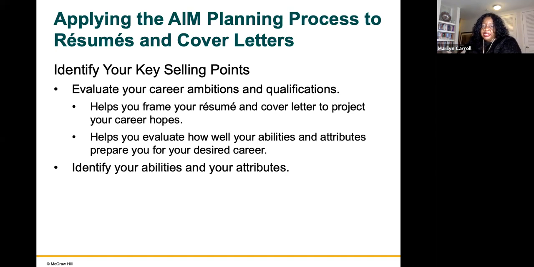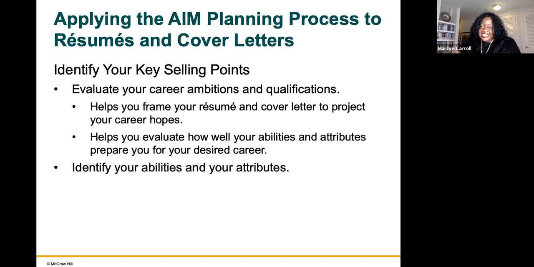Applying the AIM planning process for resumes and cover letters. So, identifying your key selling points. Evaluate your career ambitions and qualifications. Now, this helps you frame your resume and cover letter to project your career hopes. It also helps you evaluate how well your abilities and attributes prepare you for the desired career.